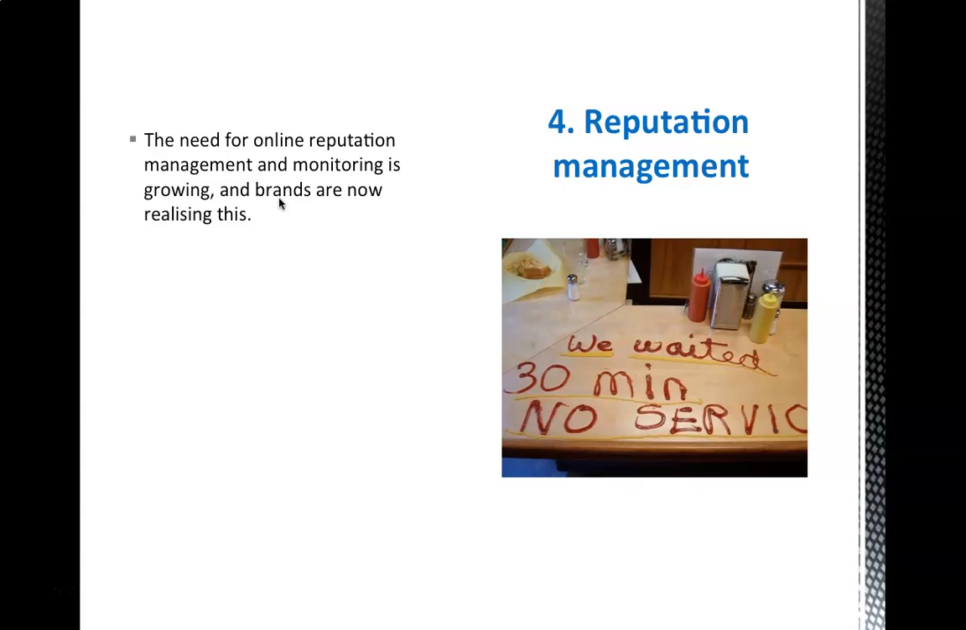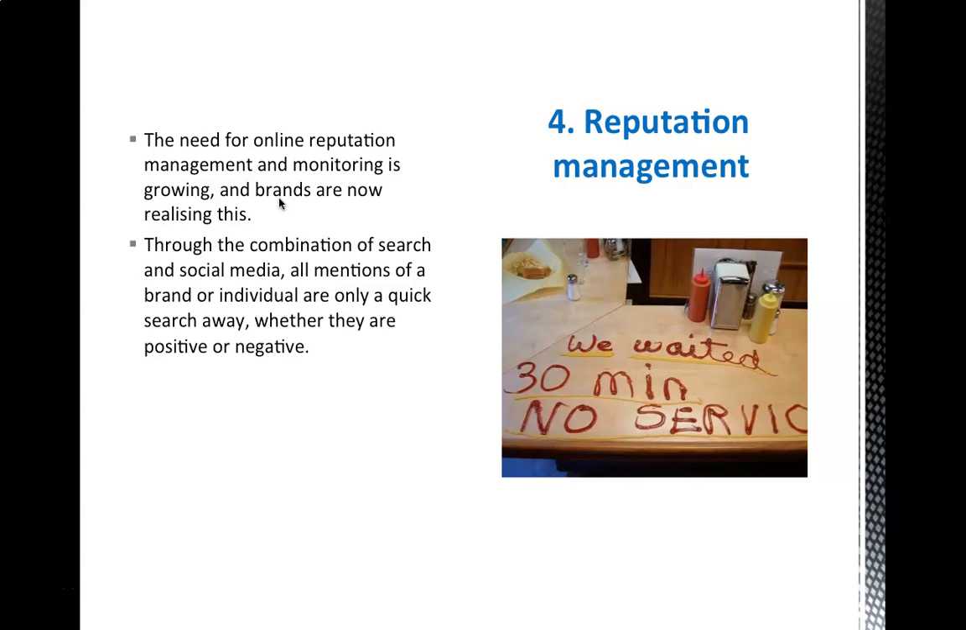opportunity for a lot of businesses now to really develop their reputation online, which, in an extremely competitive world without social media, was quite difficult to establish, a good and strong reputation. It might have taken years, whereas you can accelerate that process now. The need for online reputation management and monitoring is growing, and brands are now realizing this, and I agree.